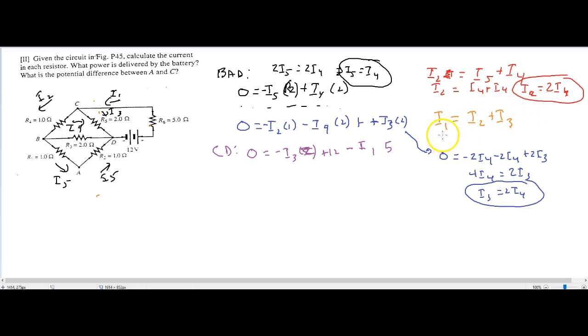So now look what I can do here. I1 is now I2, which is 2 I4s, plus I3. I thought I had an I3. I do have I3. I3 is 2 I4s as well. So now that I've got that, I1 has to be equal to 4 I4s. Okay, so I have currents I1, I2, I3, and I5 all written in terms of I4.